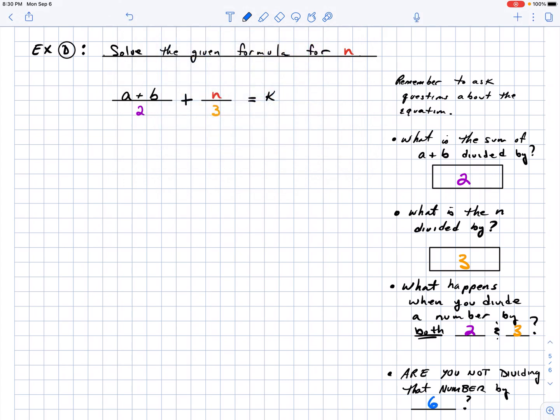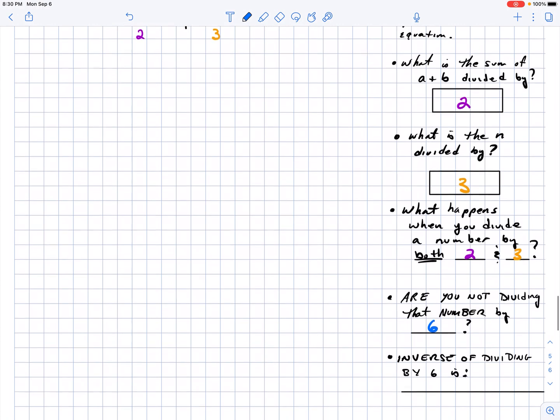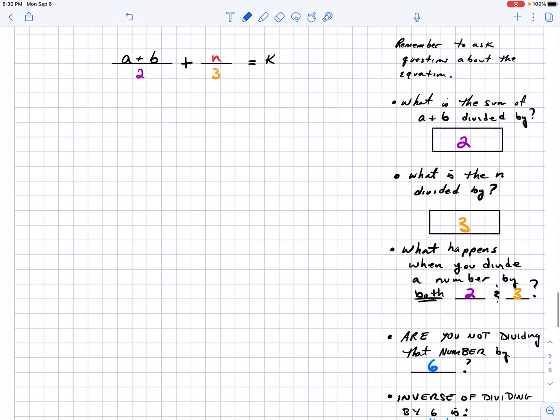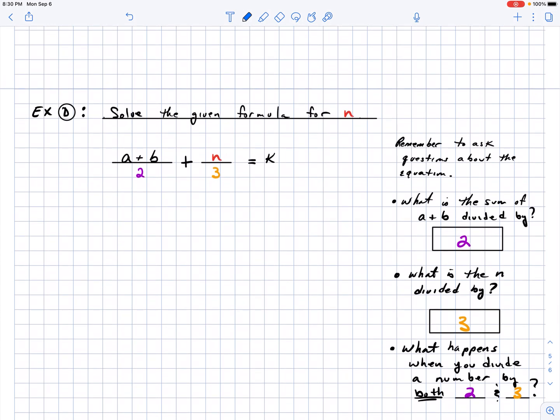And let's see. If we asked ourselves, what's the inverse or the opposite of dividing by 6? Well, that is multiplying. So, I'm going to take the whole equation and I'm going to multiply it by 6.